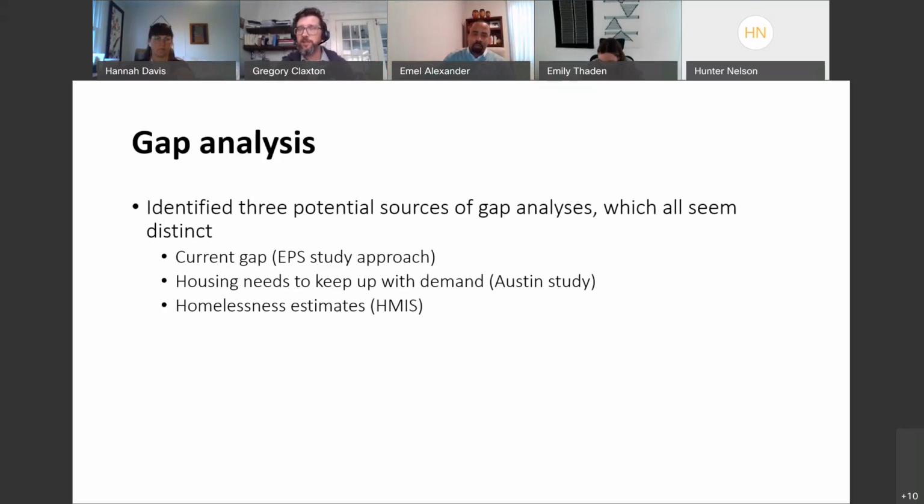So the second one is housing needs at different income levels to keep up with demand as we grow, looking at our projections for 2030 in terms of population growth and connecting that to the different income levels that we're looking at. That's a method that they used in the Austin Strategic Housing Blueprint that we've adapted. And then third, looking at homelessness estimates and thinking of that as a hidden group of folks who don't show up in counts or estimates of housing demand right now, but we know that they're out there and they need housing.